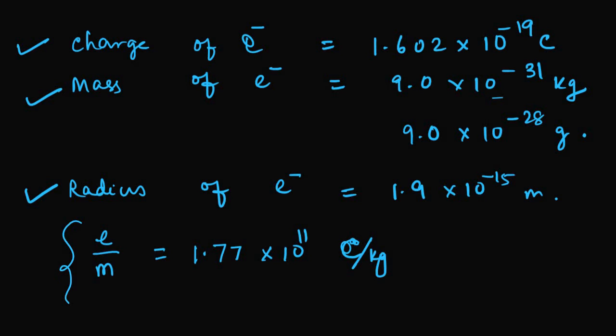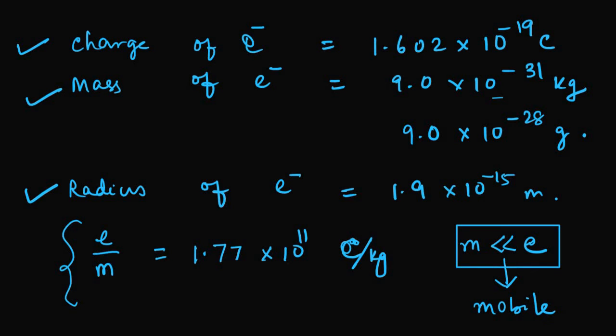So from this ratio you can easily make out that when I multiply the mass with 1.77 into 10 to the power 11, then only I get the charge. So the mass is very negligible compared to the charge of the electron, right? That is the reason why the electron is so mobile, and it is free for conduction of electricity or magnetism, or it can be influenced easily, because it has very negligible mass compared to its charge.